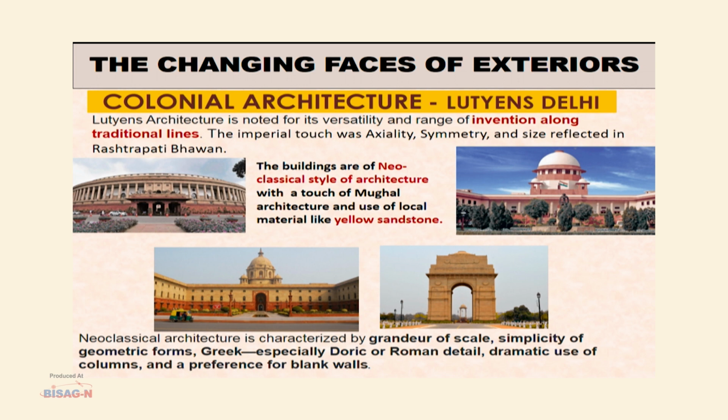They were characterized by this grandeur of scale, simplicity of geometric forms, and they also had this influence of Greek, especially Doric, or Roman details and dramatic use of columns and a preference for blank walls. So we also see the neoclassical style of architecture with a touch of Mughal, and mostly they were built of yellow sandstone, which was again a locally available material.